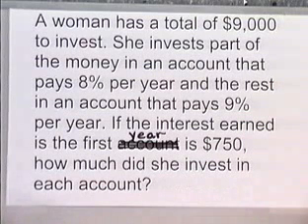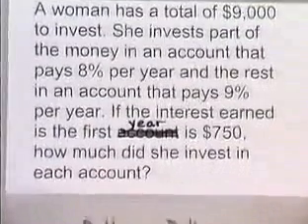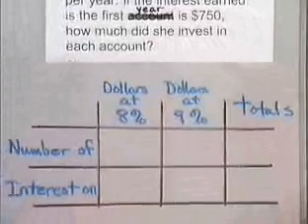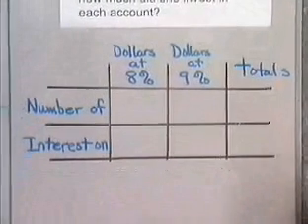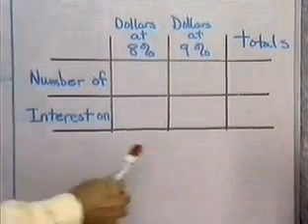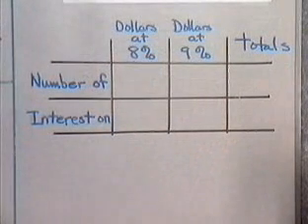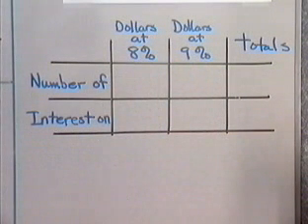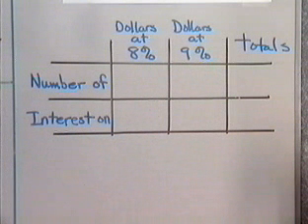So I reread the problem and I kind of mentally list what I'm given. Total amount of money invested is $9,000. Part of it's at 8%, part's at 9%, and the total interest in the first year is $750. So you can see I have a little table here that I'm going to use to help me with this problem. And very similar to the tables that are used in the book to solve these problems, so you can read through the book and see some nice examples of this also.